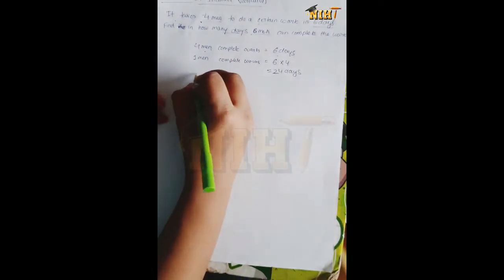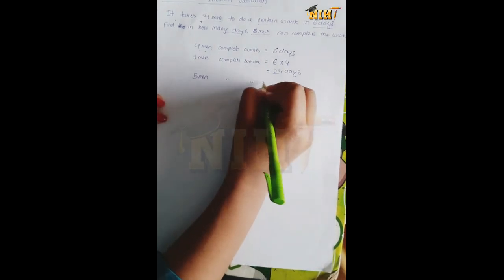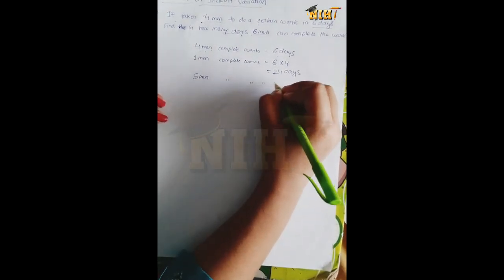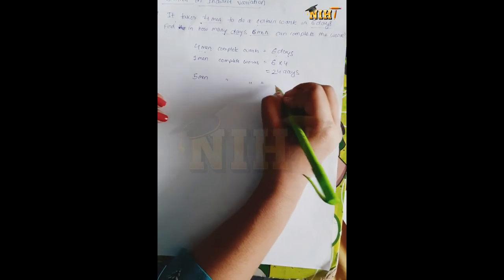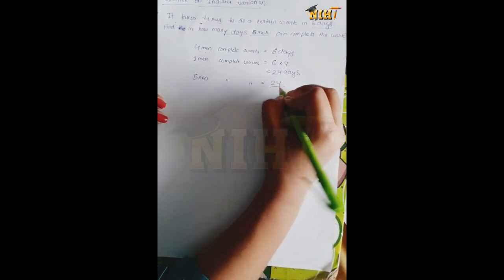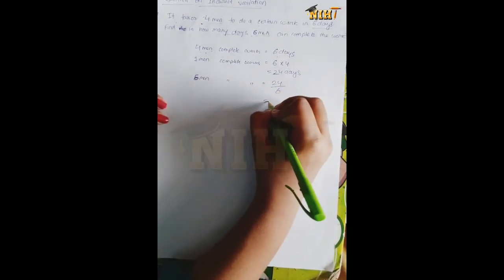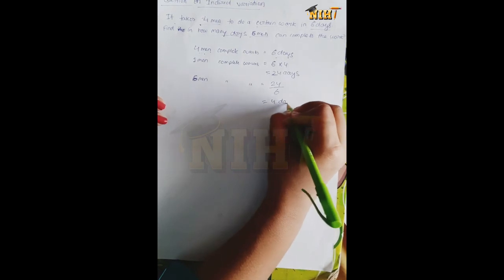Now we will calculate for 6 men. In this case we will divide 24 by 6. So it will come to 4 days.